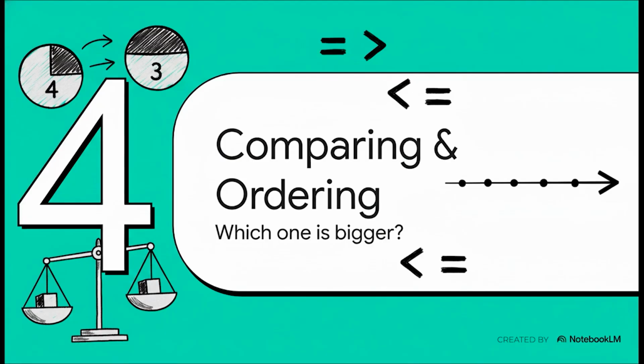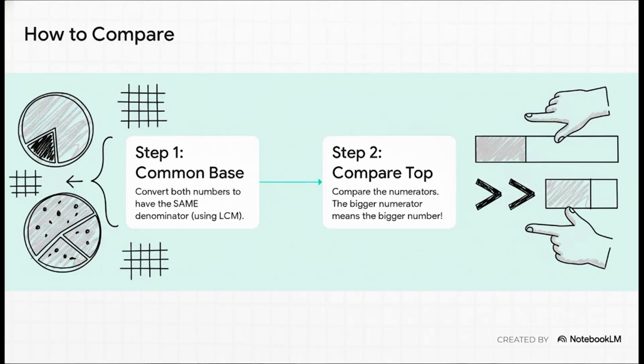Ding ding ding! It's time for a maths showdown. In this corner, we've got one rational number, and in the other corner, another. But which one is bigger? Who is the champion? Let's find out how to tell. So the trick to comparing is once again to make the denominators the same. It makes it a fair fight. Once they have the same bottom number, all you have to do is look at the top numbers, the numerators. Whichever one has the bigger numerator, that's the bigger number.